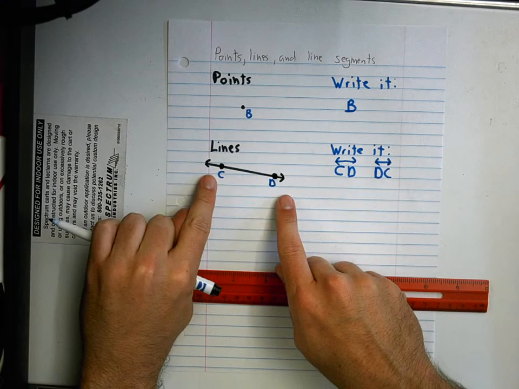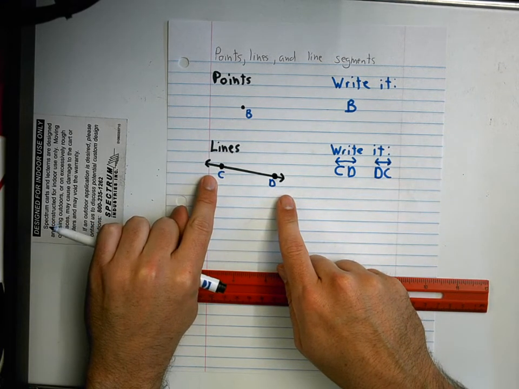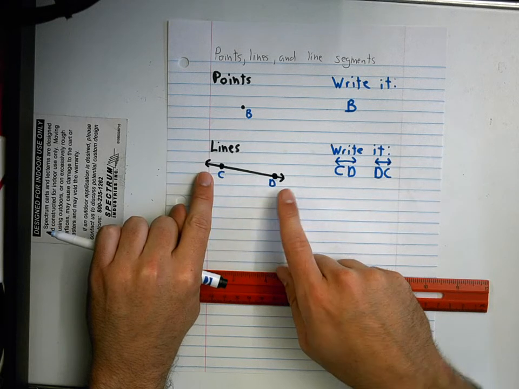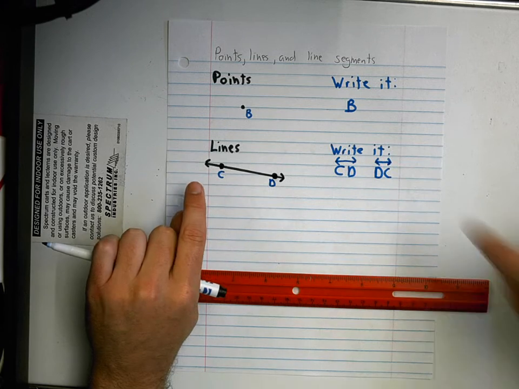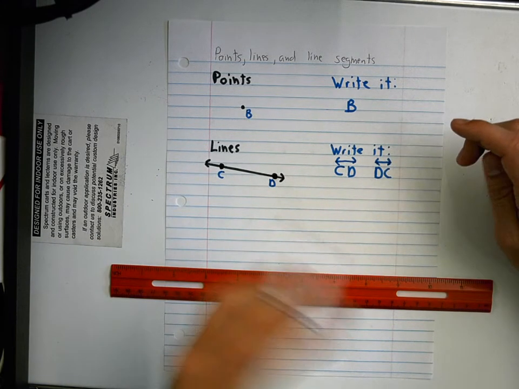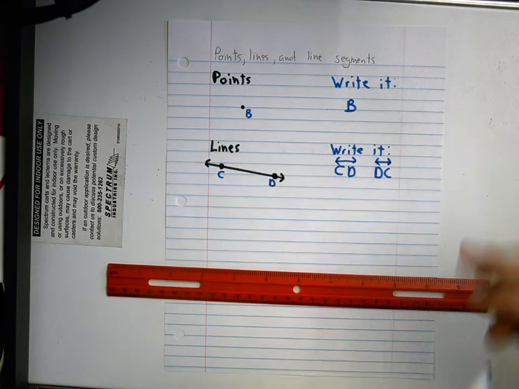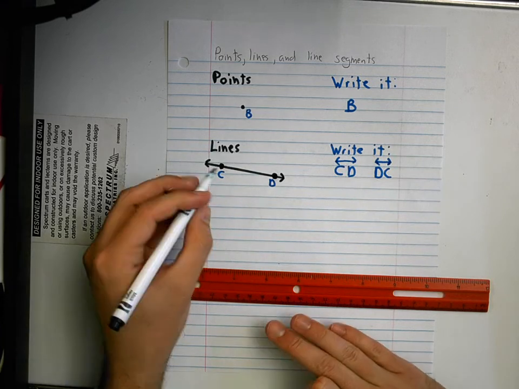That shows that it is a line, not a ray, not a line segment, which we'll talk about later. And they go in both directions. So when it asks you to write it in your homework, whether it's a point or a line, you have to write it the correct way. Okay, the last one that we did in lesson 1 was a line segment.